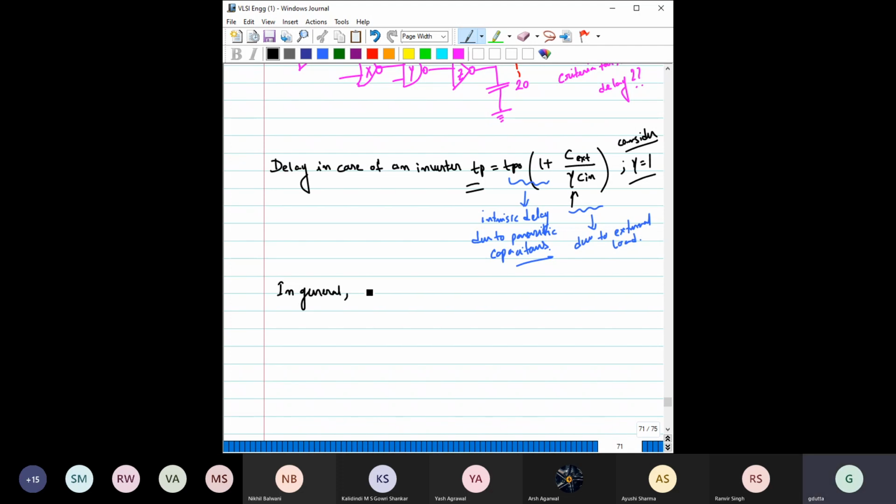In general, we can write this delay. Let's say we are calling this delay D. We can write delay is equal to P plus F. Now, what is this P? P is the parasitic delay, or intrinsic delay. So this P is basically the first part. And what is this F? This F we will call effort delay or stage delay.